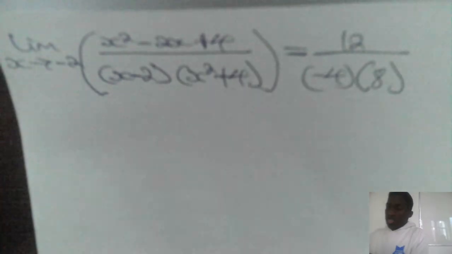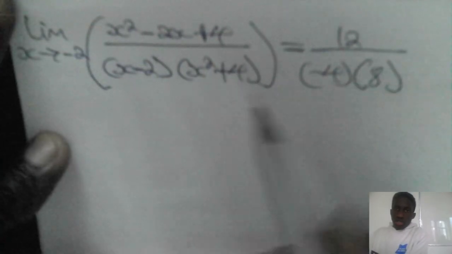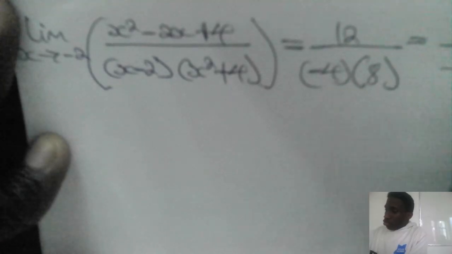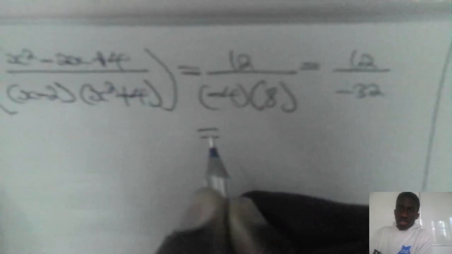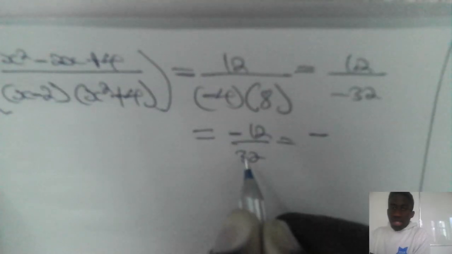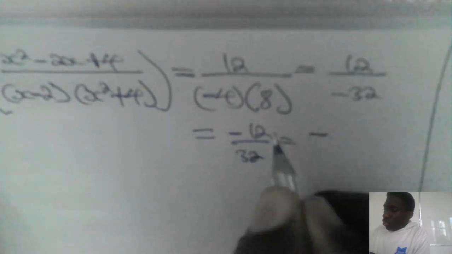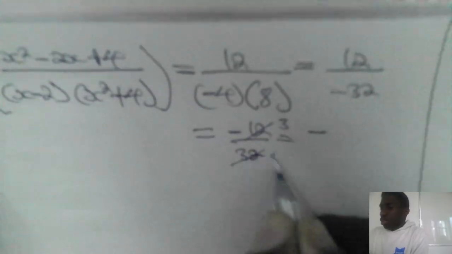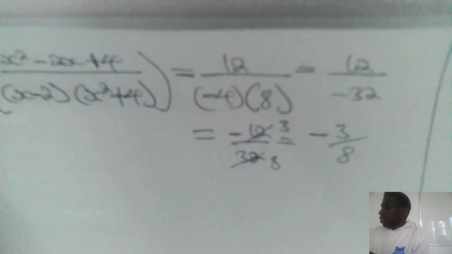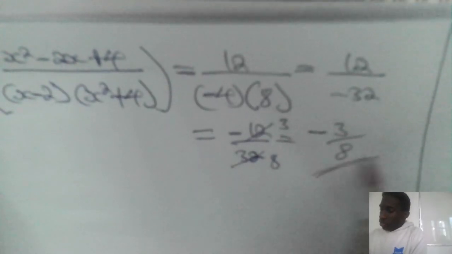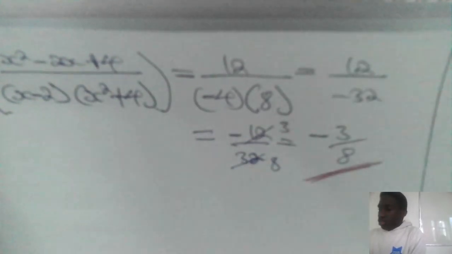So if you follow this through, we see that the limit that we're trying to solve just gets to 12 over -4 multiplied by 8. So this is 12 over -32, which is the same thing as -12 over 32. Something is common here. 4 can divide 12, 3. 4 can also divide 32, 8. So -3 over 8. And this is actually a real number, -3 over 8 is real.